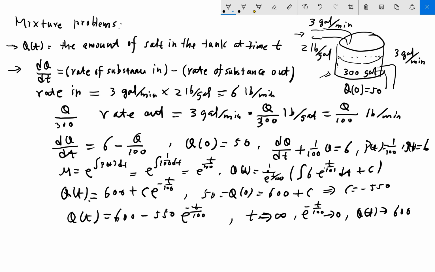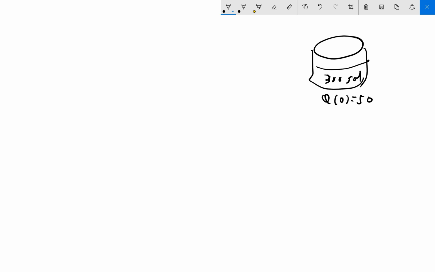Now let's change the problem a little bit. It's a little bit more complicated. We consider the same mixture problem. Again, same setting. At the beginning, there's 300 gallons of solution there, with 50 pounds of salt at the beginning. The same solution gets in at the same rate, 3 gallons per minute, and 2 pounds per gallon.